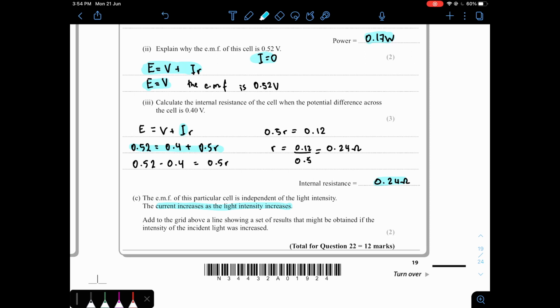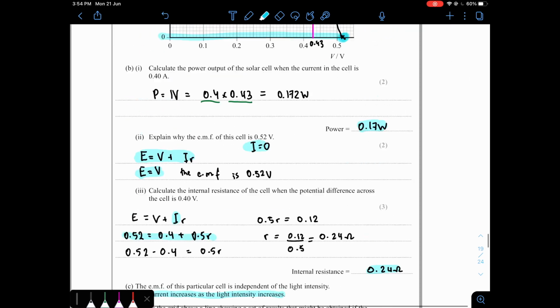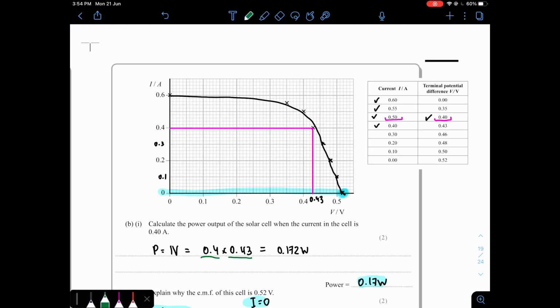Add to the grid above a line showing a set of results that might be obtained if the intensity of the incident light has increased. So what should happen to the graph? So if you go back up here, let me draw it in another color. So if you go here, what should happen? It should be a similar shape to what we did here, right? But it should be above. Initially the I should be above, but at the end we should still get 0.52.